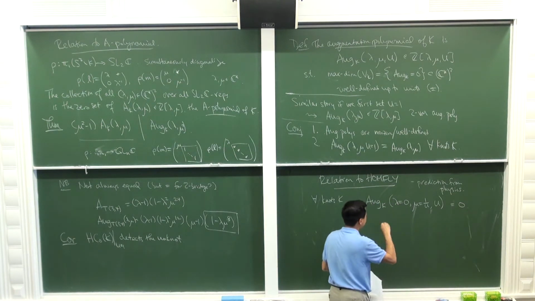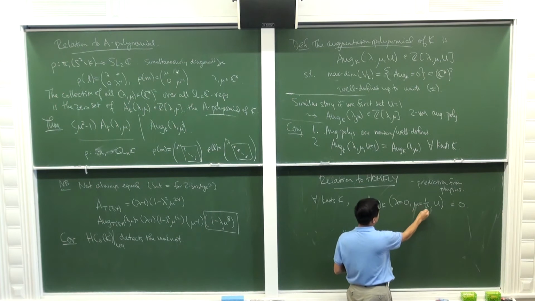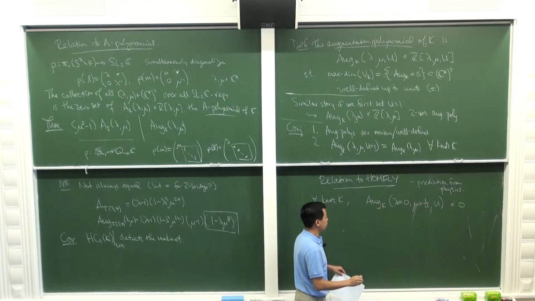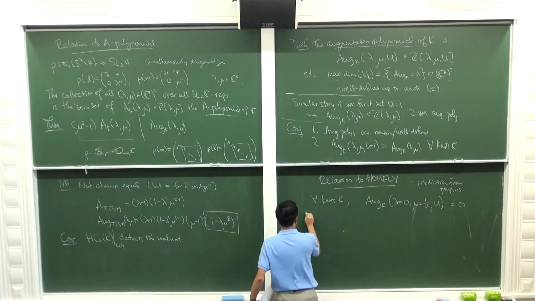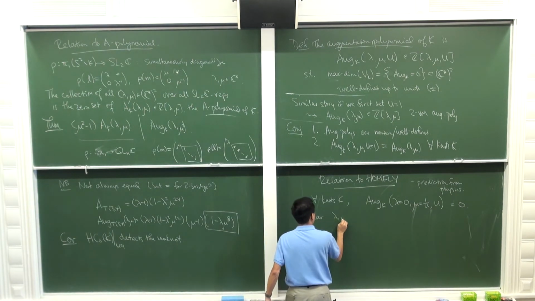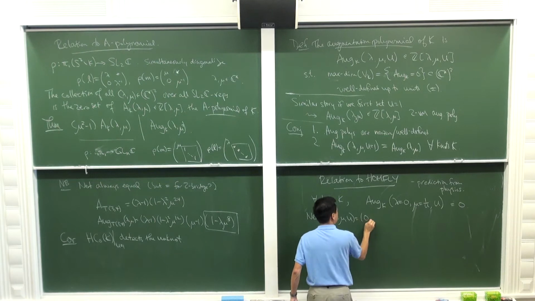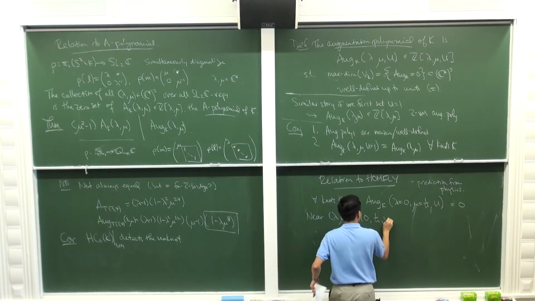Okay, so what does this say? This says that the curve (0, 1/u, u), where u varies, always sits on the augmentation variety.